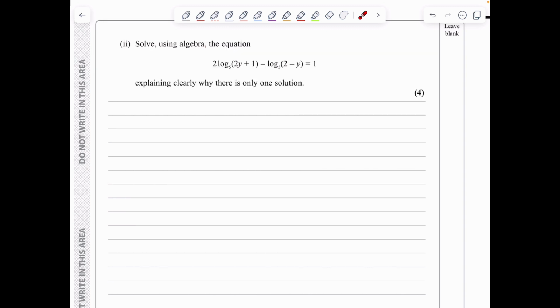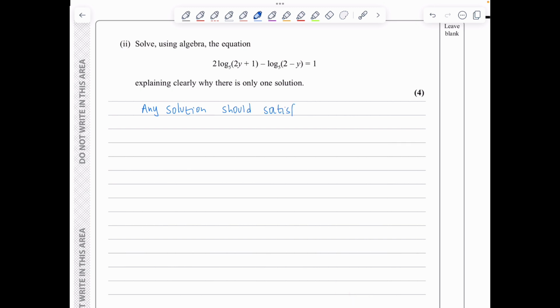In part II, we need to solve the given logarithmic equation using algebra, explaining clearly why there is only one solution. I will actually start by investigating the restrictions we have on y. We need 2y plus 1 to be positive and 2 minus y to be positive, because the logarithm is only defined when the input is positive. So I will start by stating that any solution for y should satisfy these two conditions we just outlined.